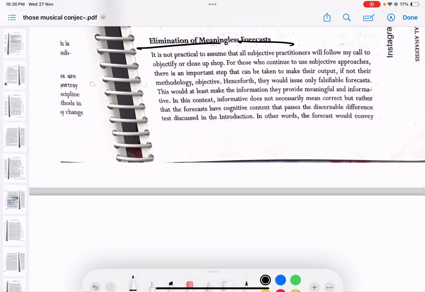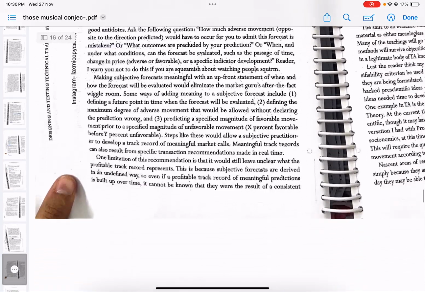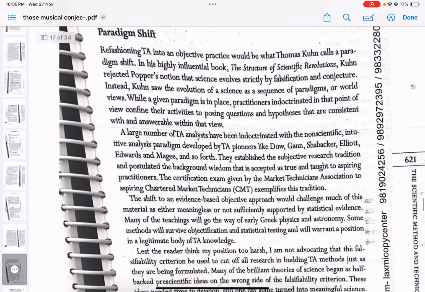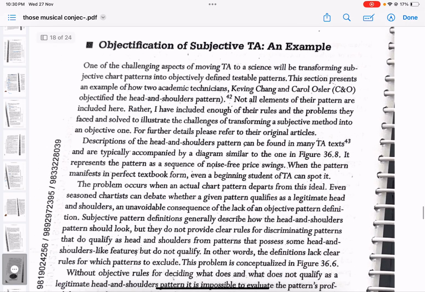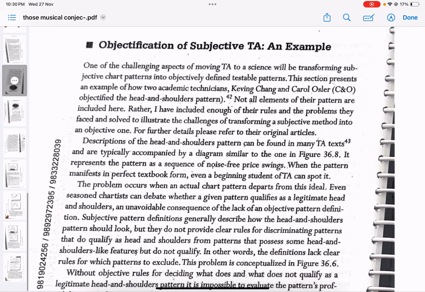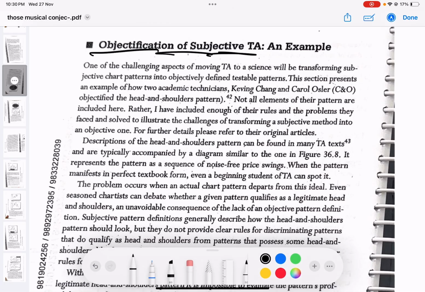Elimination of meaningless forecast is extremely important. Obviously you need to be eliminating. You can read this also if you want. I'm just going through the most important things for the example. One thing we do when we make technical analysis concepts into an objective form is the objectification of the same.